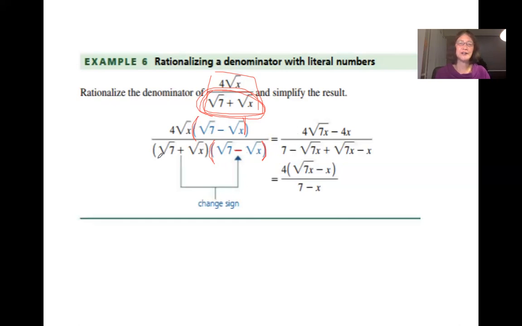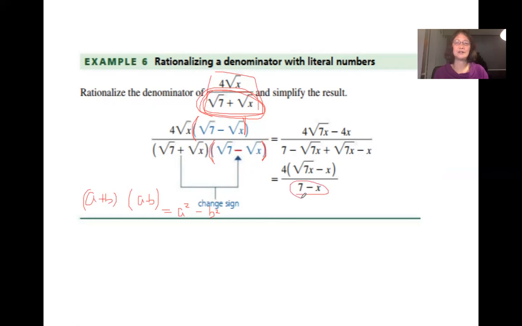Okay. And let's see the denominator. We use the formula a plus b multiplied by a minus b equal to a squared minus b squared. Okay, so for the denominator, we use this formula. Okay, so we have square root of 7 squared minus square root of 8 squared. So it becomes 7 minus 8.